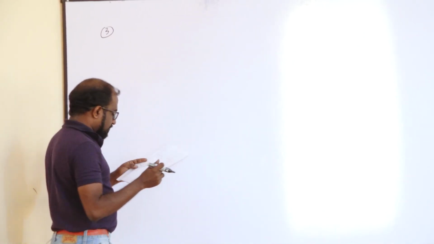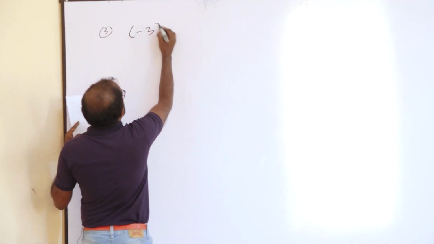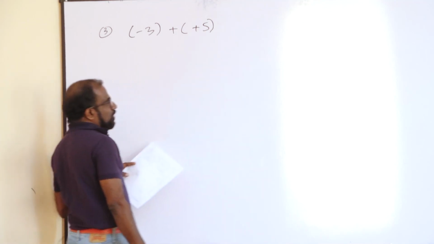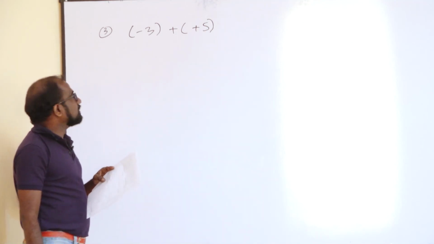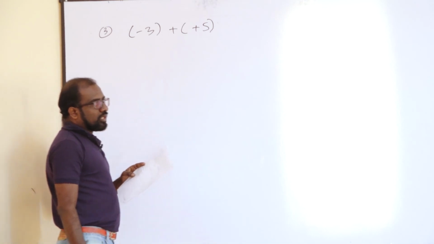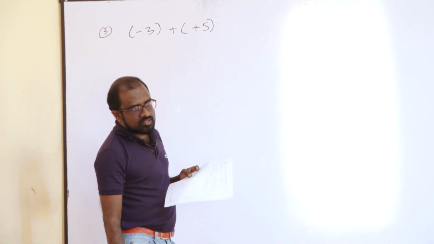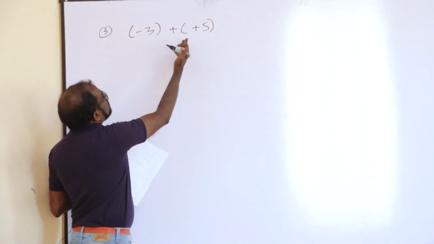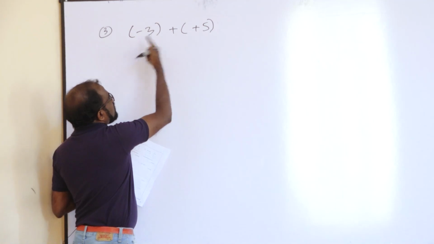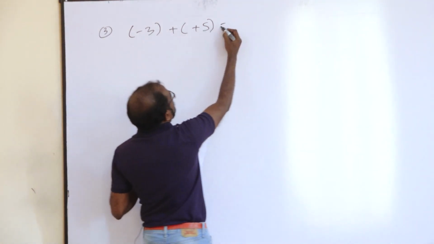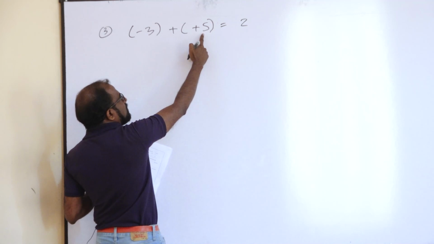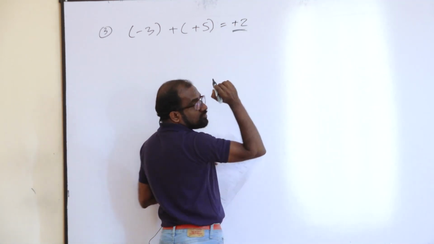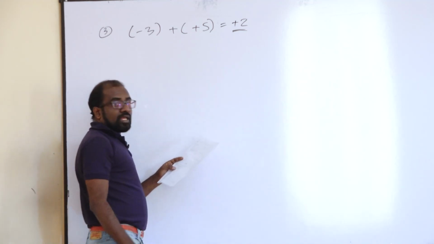Directed numbers. Right, minus 3 add plus 5. What's our rule? Same sign add, different sign subtract, symbol comes from the largest number. So, what should be the answer here? Different sign, subtract. Symbol should come from the largest number. Largest number 5, its symbol is plus. Plus 2. Now we are asked to show this on a number line.